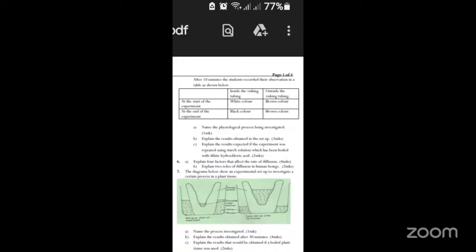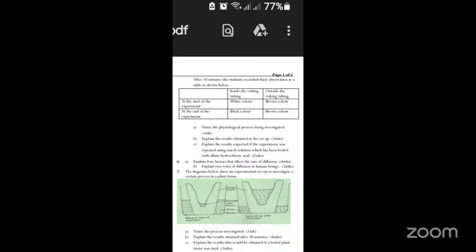After 10 minutes, the students recorded their observations in the table as shown below. At the start of the experiment, inside the whisking tubing, the color was white, and outside the whisking tubing, the color was brown. At the end of the experiment, inside the whisking tubing, the color changed from white to blue-black, while outside the whisking tubing, the color did not change, it was retained. It was brown at the beginning of the experiment, and it ended up being brown at the end.